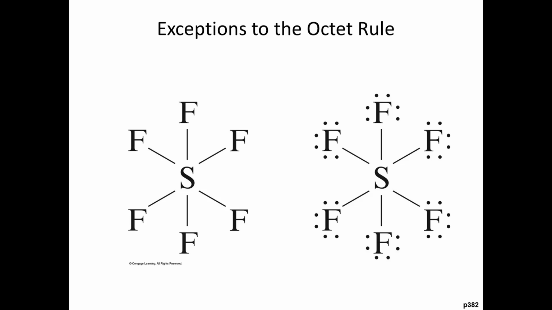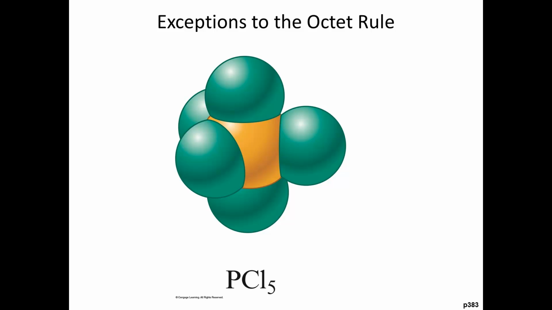As seen in sulfur hexafluoride, sulfur can have up to 12 electrons in its expanded octet because of the availability of d orbitals to expand electron octets and expand electron pairs into. Phosphorus is another element which we commonly see have more than 8 electrons around it. Here in phosphorus pentachloride, the central phosphorus, represented in yellow, has 10 electrons surrounding it.